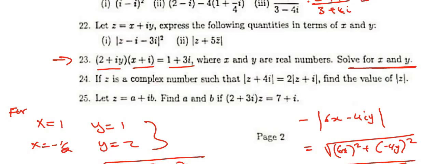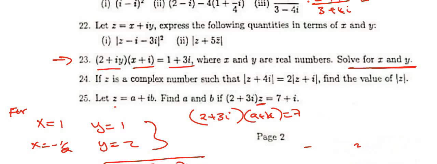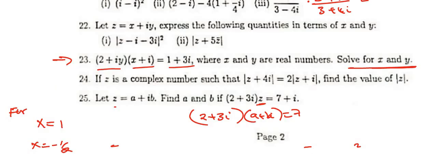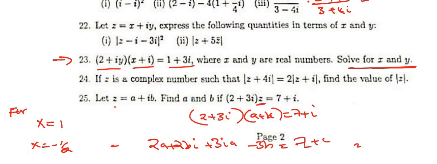Alright. So it's the same thing, even the last one, we multiply. The last one, they just said z is a plus ib. So where there is z here, we're going to put a plus bi and equate it to 7 plus i. Then expand the left hand side, the same thing that we did. So expand everything here to be 2a plus 2bi plus 3ia minus 3b is equal to 7 plus i. Then equate the real and imaginary parts, so I'll leave you this as a task.